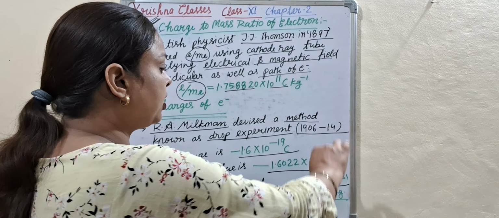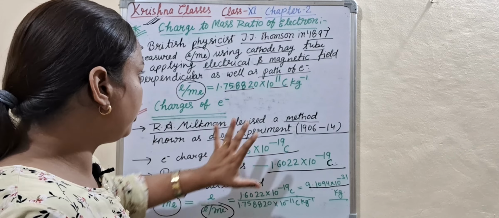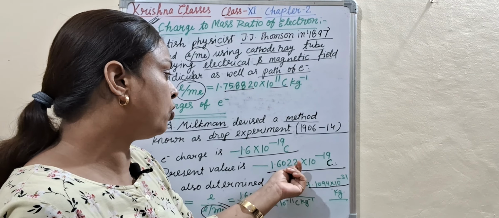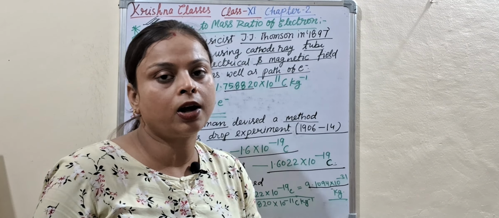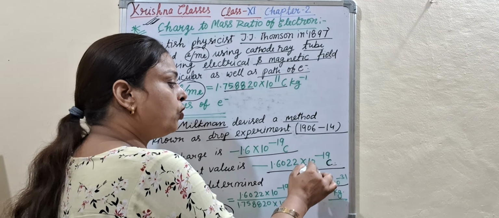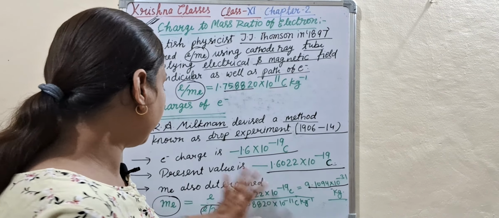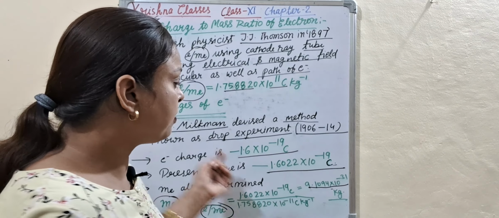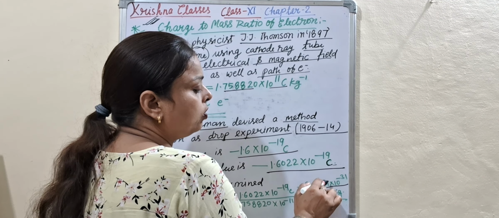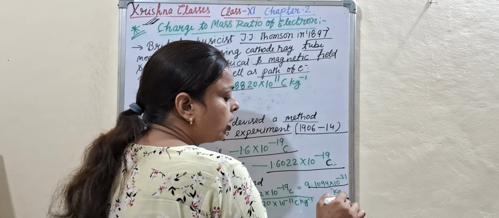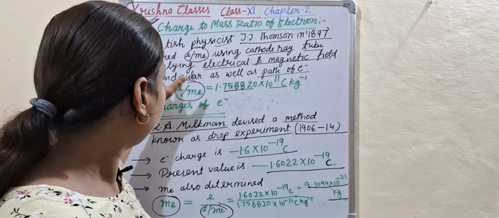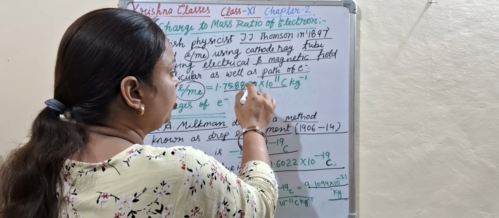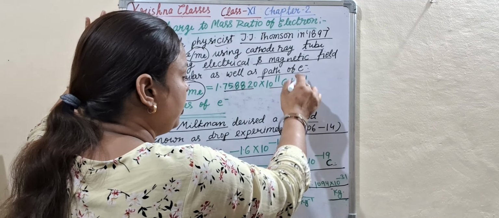So this is today's class. What did we get in today's class? We got the charge of electron, 1.6022 × 10^-19 coulomb, in short 1.6 × 10^-19 coulomb. Another quantity is the mass of electron: 9.1094 × 10^-31 kilogram. And another value, e/m_e, we also got: 1.758820 × 10^11 coulomb kilogram^-1.